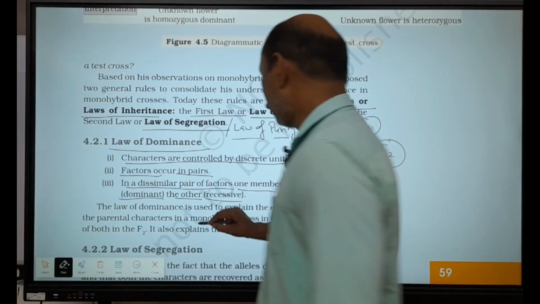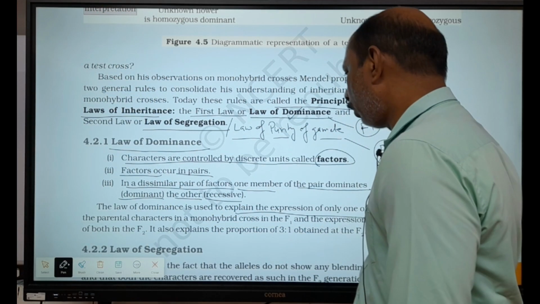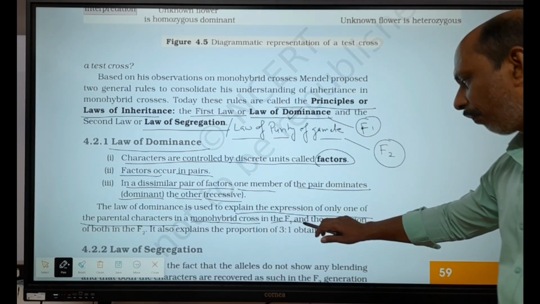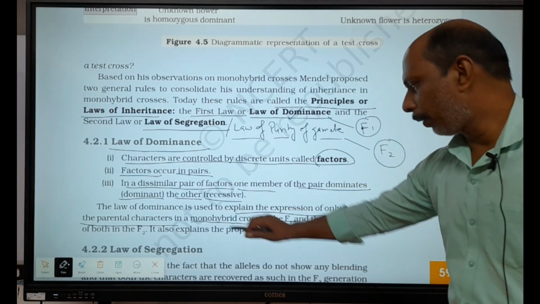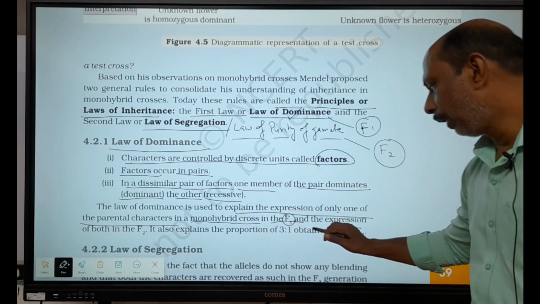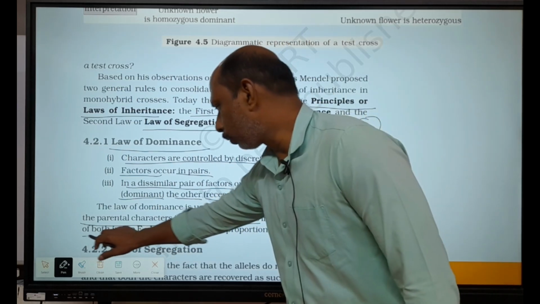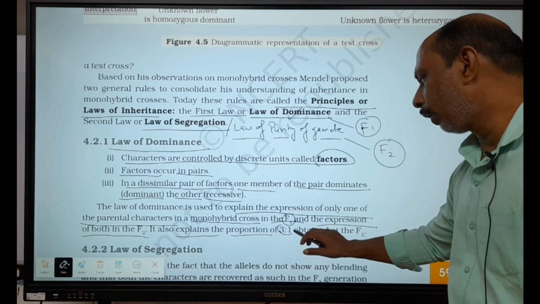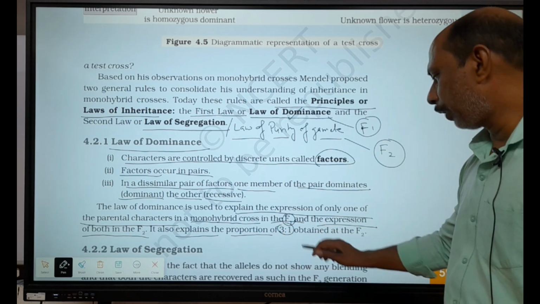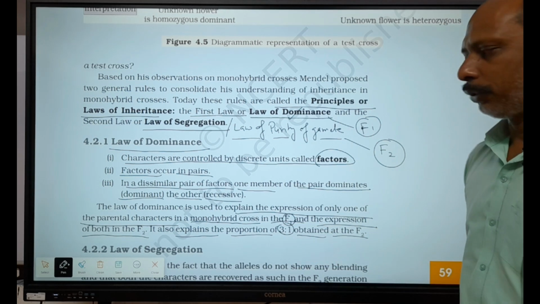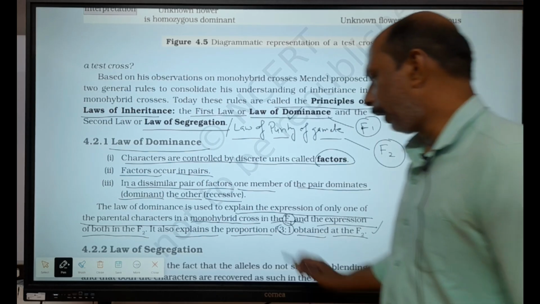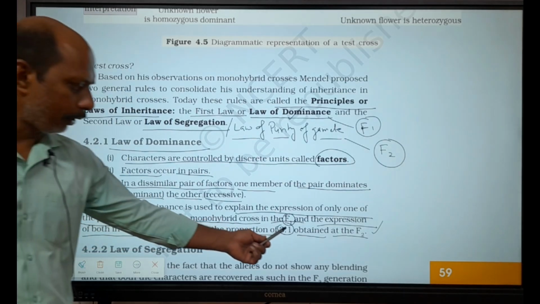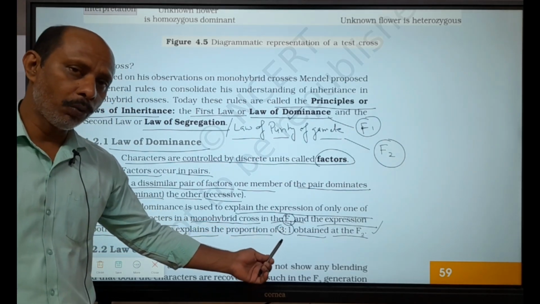The law of dominance is used to explain the expression of only one of the parental characters in the monohybrid cross in the F1 generation. Understand? And the expression of both in F2. It also explains the 3:1 dominant phenotype ratio obtained in the F2 generation, and that's why it explains the law of segregation. 3:1, why 3 is there? Due to the law of dominance also.